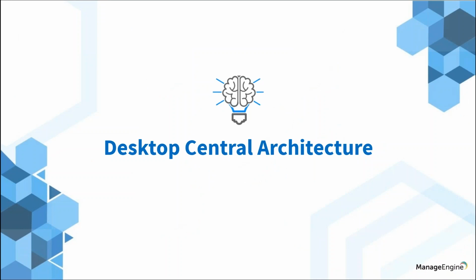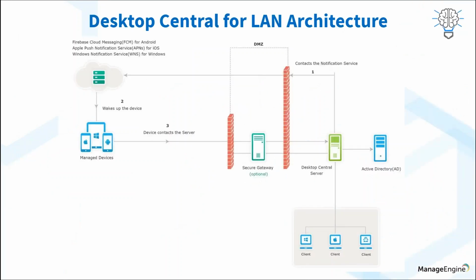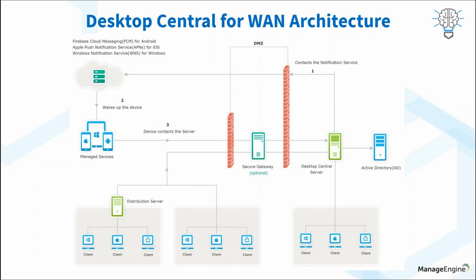Let's quickly look at the Desktop Central architecture. Desktop Central is a client-server model application and an on-premise solution. You can have the Desktop Central hosted in any one of the supported operating systems. This architecture talks about how you can manage the local area network. When it comes to the wide area network, you can manage different locations from a single console. They can connect either over the internet or using VPN or MPLS connections.